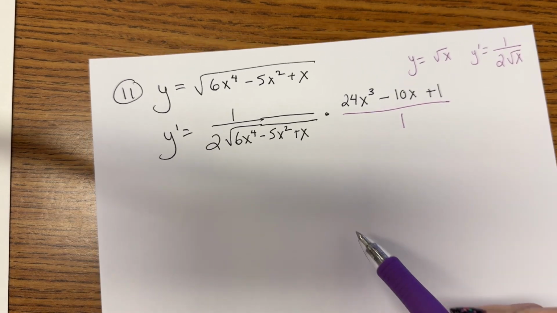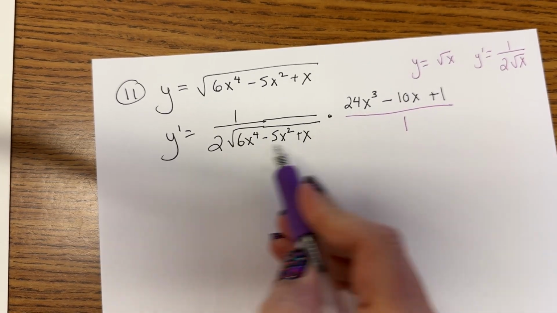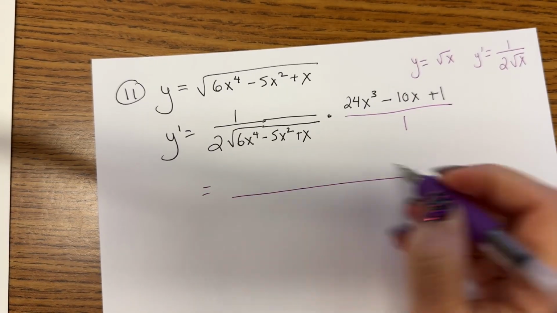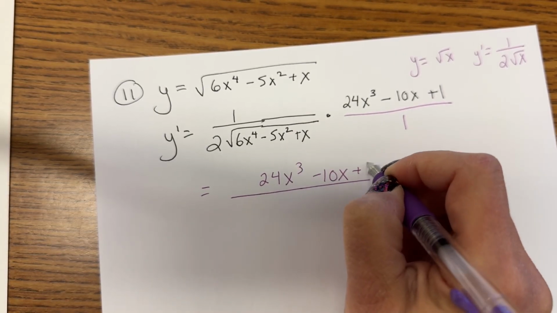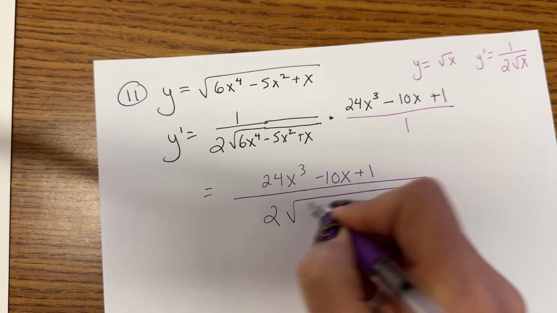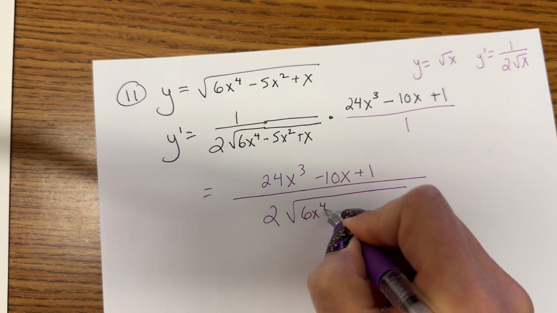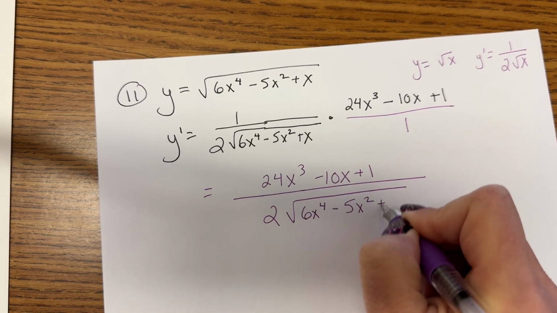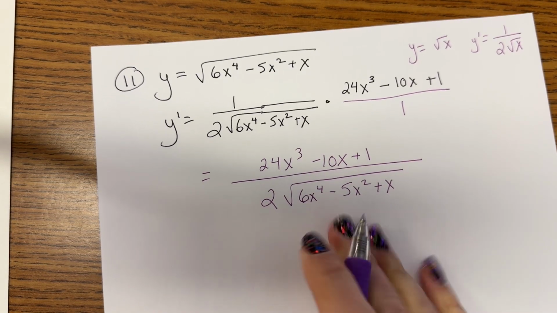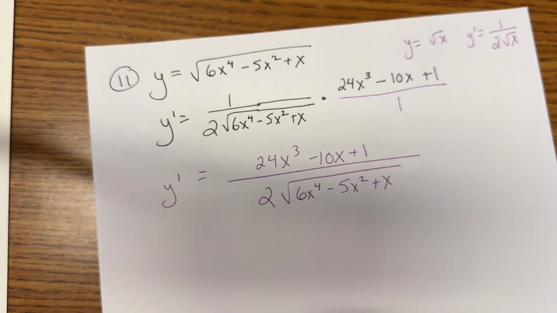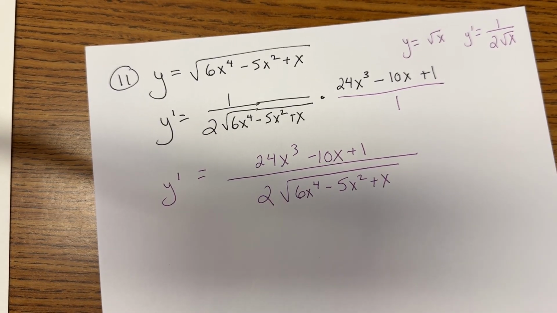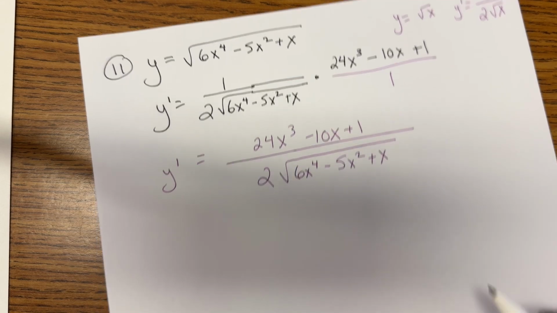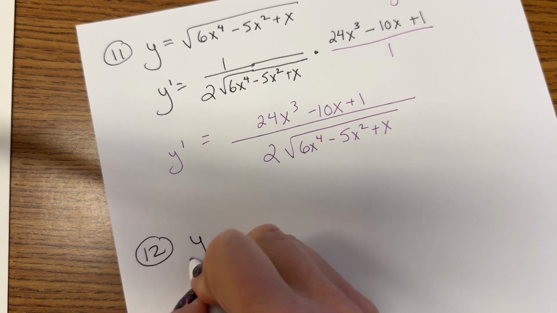Then I'll make this together into one fraction. I've got numerator, denominator. Nothing else can simplify. That's your final derivative equation. No factoring in the numerator. That's it. Okay, and 12.